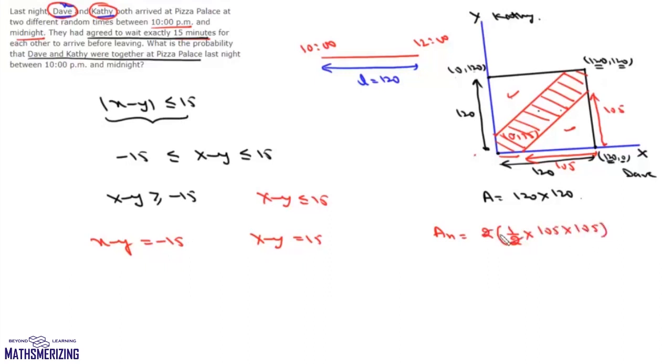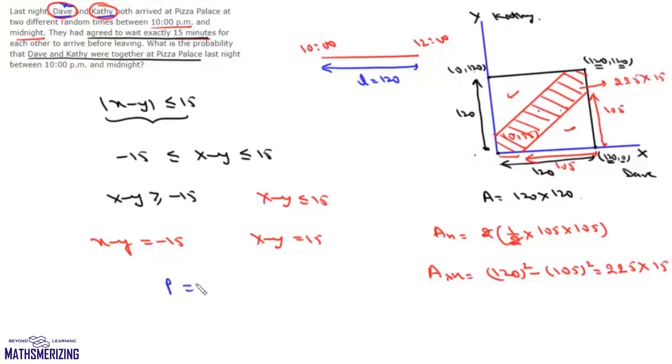Now this 2 and 2 will cancel. So area of this shaded region will be simply area of this square, which is 120 square, minus area of this non-shaded region, which is 105 square. And this area will be (a plus b) into (a minus b). Now a plus b will be 225 and then a minus b will be simply 15. So area of this region is 225 into 15. Now we need to find the probability that they were together.